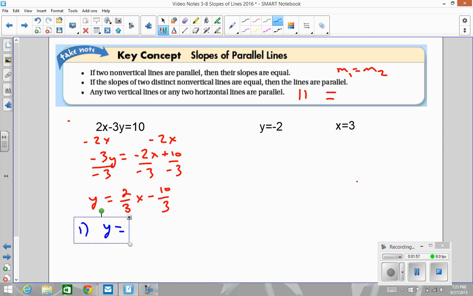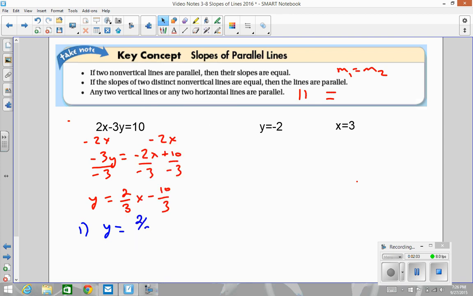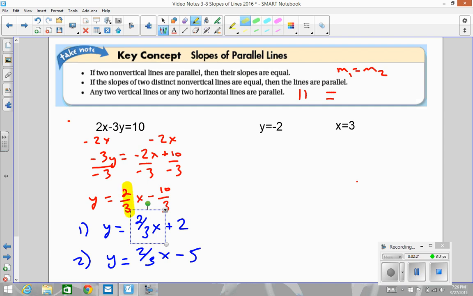y equals 2/3 x plus 2. In my second equation, y equals 2/3 x minus 5. Where did I get the 2 and 5 from? I just made them up. The whole point is that all of these have the same slope. They both have y is equal to 2/3 x, and that makes them parallel.